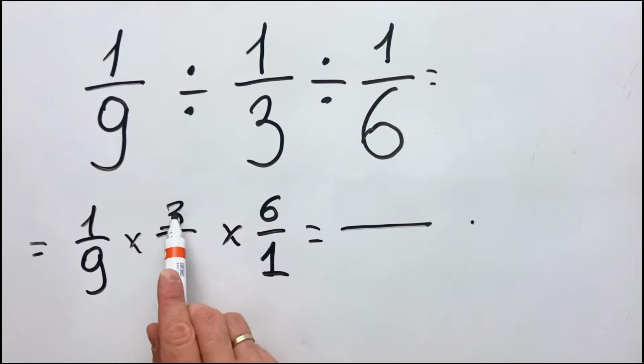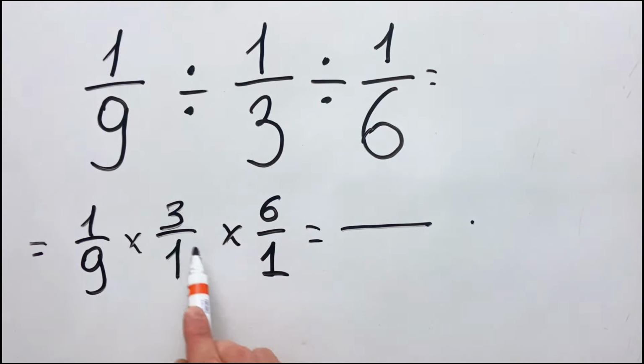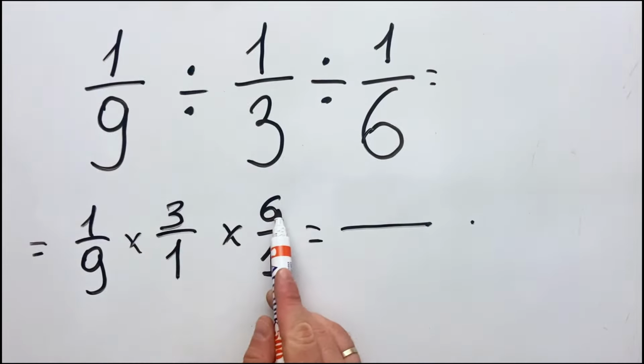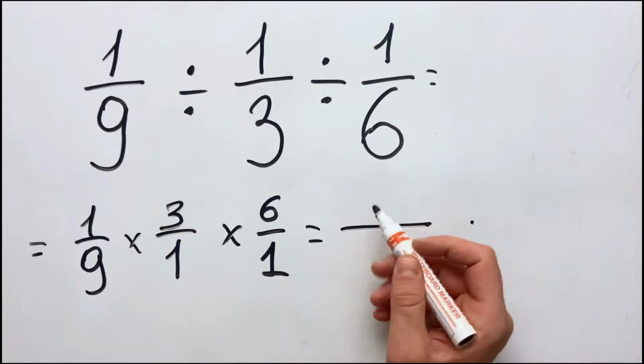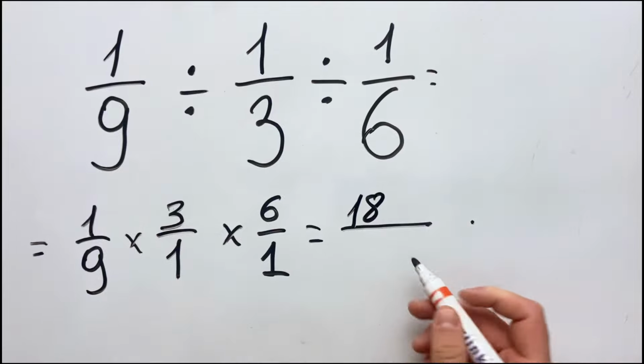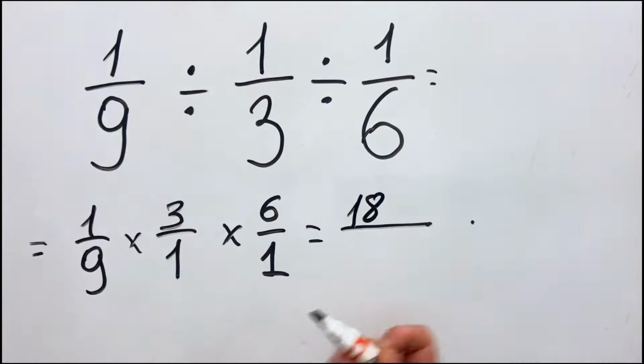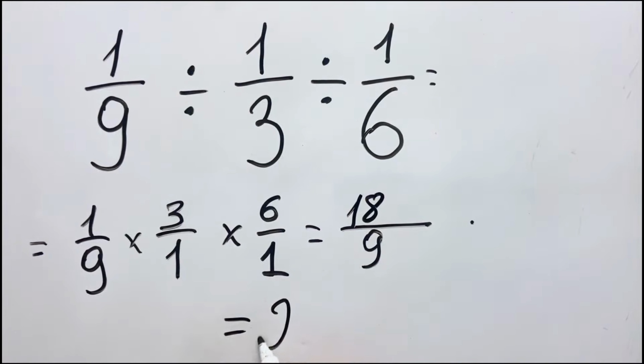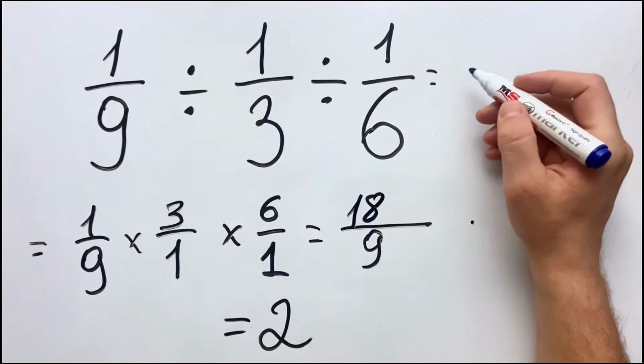So in this case, we can now combine the multiplication, as it's easier for our brain to solve. We have 3 over 1 multiplied by 6 over 1, which is 18 over 1; the 1 we don't write. And we have 9 in the denominator. In the end, the result is 2. So the correct answer is 2.